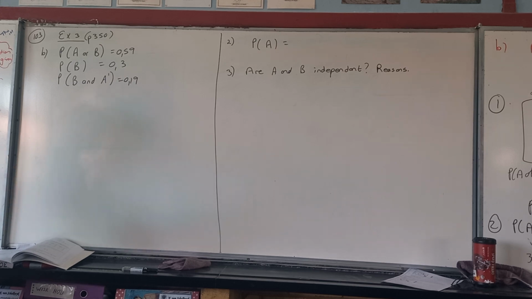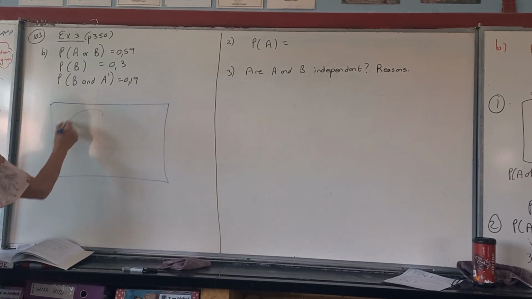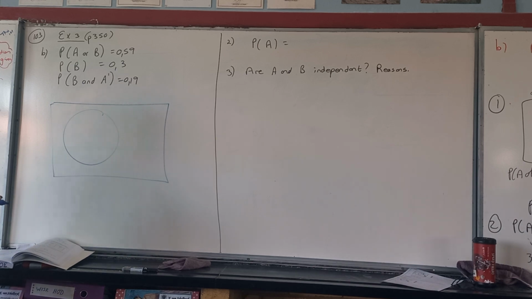Diagrams. Now you don't have to use Venn diagrams, but to me it feels like the most tangible thing. I can actually see what's going on. So if I have two events, A and B, why would I let them intersect?